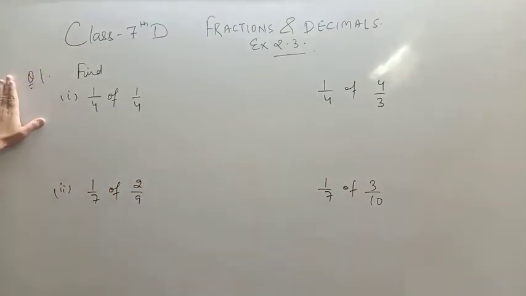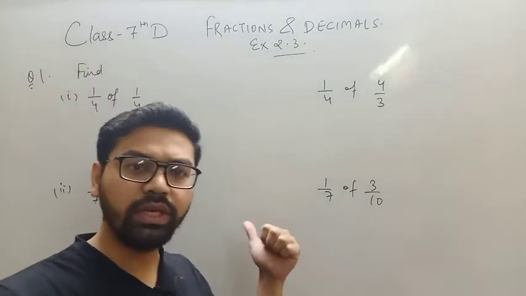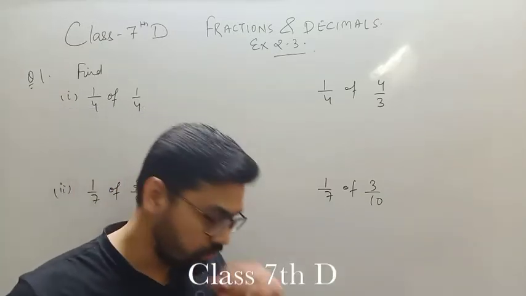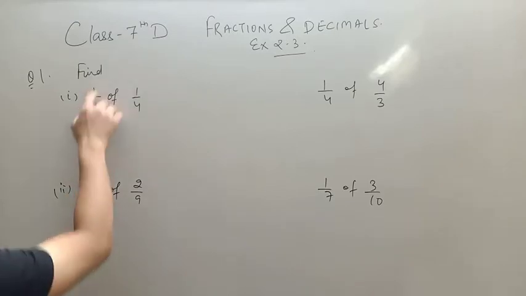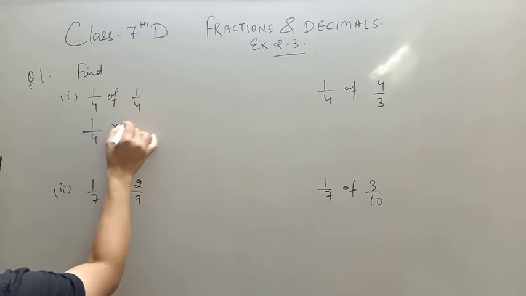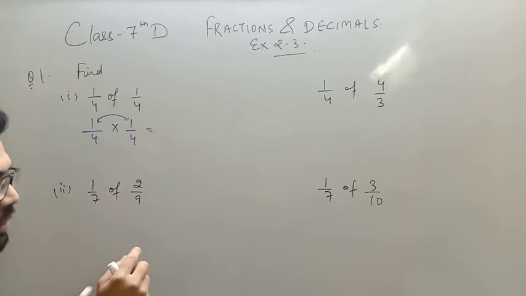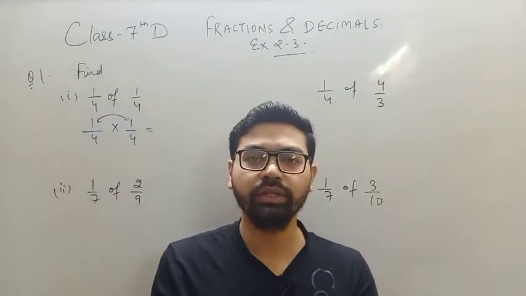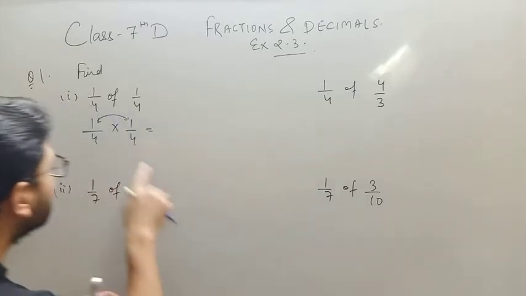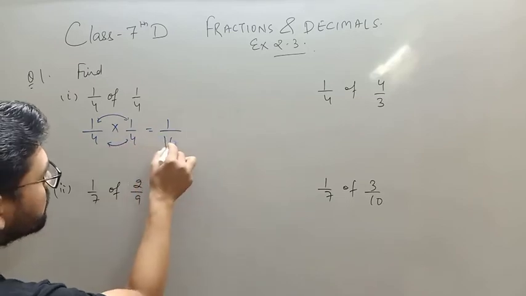So this is question number 1: find 1 by 4 of 1 by 4. These types of questions I have already covered in the last video. I hope you have seen those videos, right? Now 1 by 4 of 1 by 4 means multiplication of 1 by 4. When you are multiplying two fractions, you need to multiply the numerators together and you need to multiply the denominators together, right? So 1 one is 1, and when you multiply the denominators, 4 fours are 16. This is your answer.